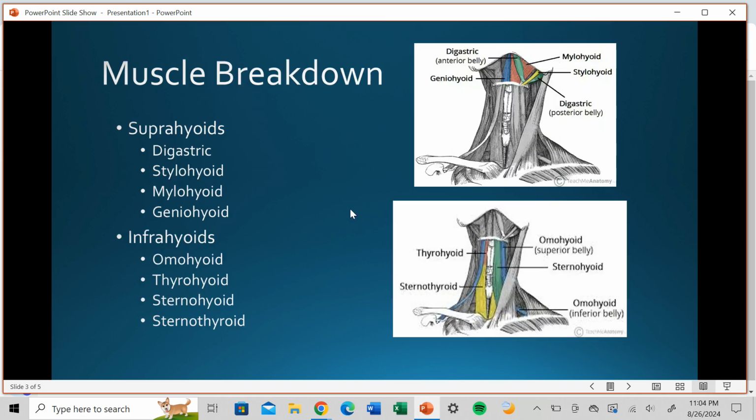So there are multiple muscles that make up our suprahyoids and our infrahyoids. There's a little picture here, but we'll take a closer look in another program. But you can see there's four main muscles for the suprahyoids. Supra meaning above, so they're going to be located just superior or just above the hyoid bone. And then our infrahyoids are going to be just inferior or just below the hyoid bone. So let's take a closer look at some of these muscles in another program.